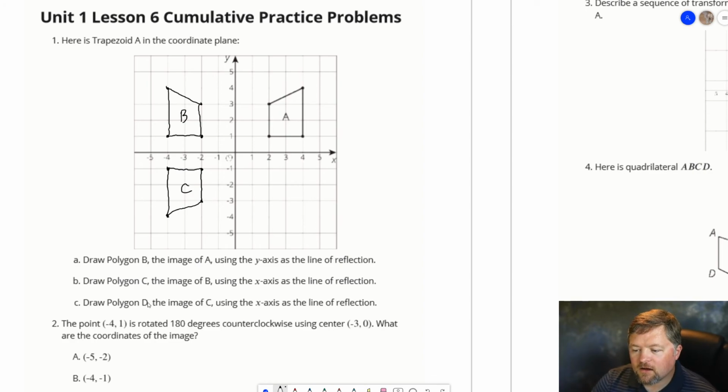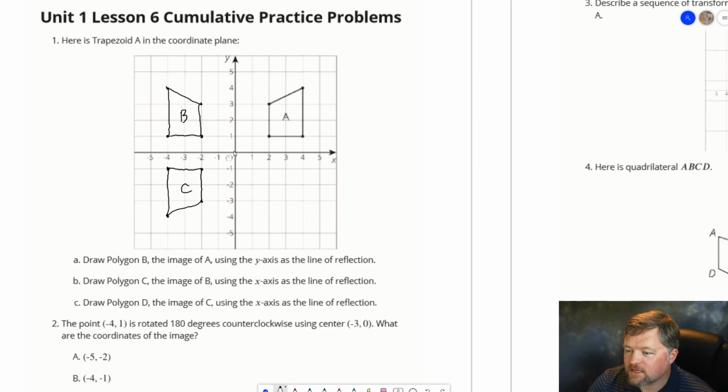Now, polygon D is the image of C using the x-axis as the line of reflection. Well, where's the x-axis? It's this line right here. How many people look at this problem, see to do it again, and imagine it's going to wind up somewhere in this quadrant? Well, this time it's not.